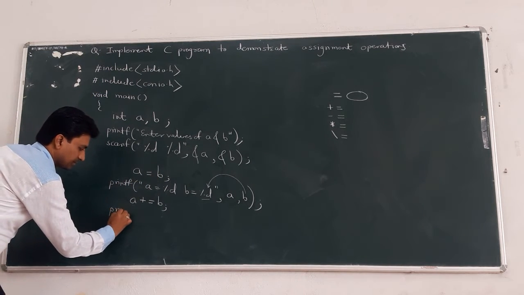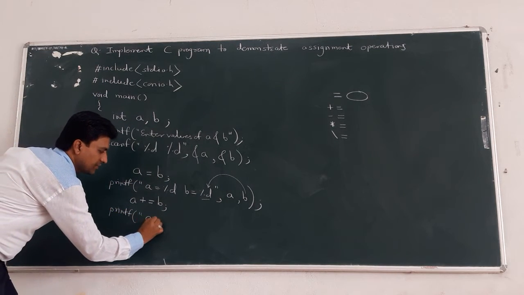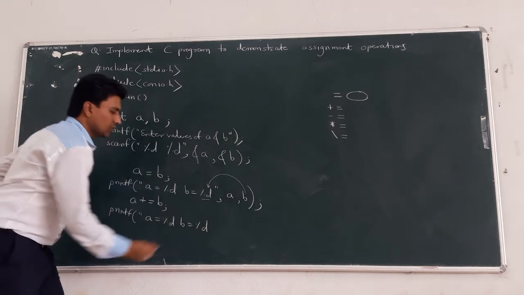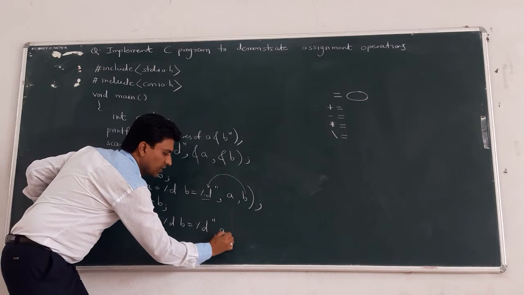Printf a is equal to %d, b is equal to %d, double quotes complete, comma, a, comma, b.